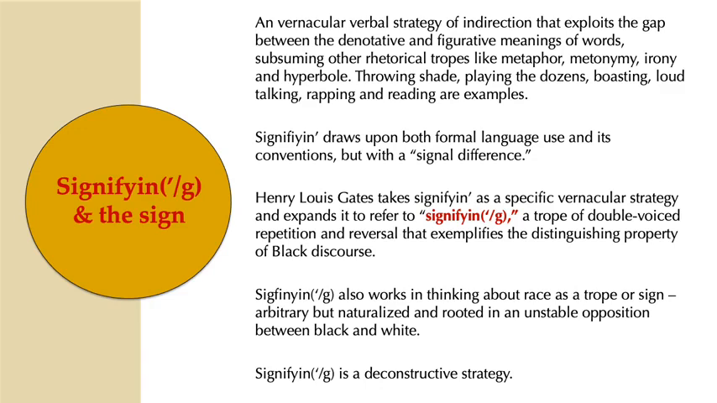Gates points out that signifying has its origins in the practice of divination among the Fon and the Yoruba people, and in the folk tales of the signifying monkey and his deception of the elephant. So signifying is also linked to the figure of the trickster, right? It is fundamentally about play. Signifying draws on formal language and its conventions, but it also does it with what Gates calls a signal difference.